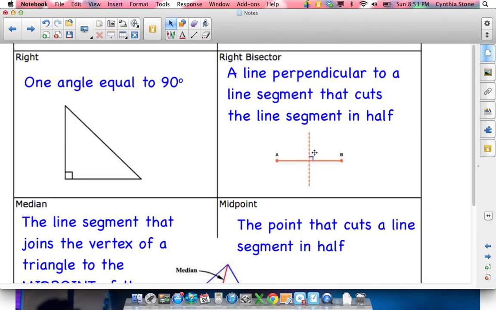So it's not coming across on an angle like this. Theoretically, if I had a line where my mouse is following here, as long as it crossed at exactly that point, it would still cut AB in half, but it wouldn't be right, because it's not coming at a 90 degree angle. So just remember the two terms: right means 90 degrees, and bisector means cut in half.